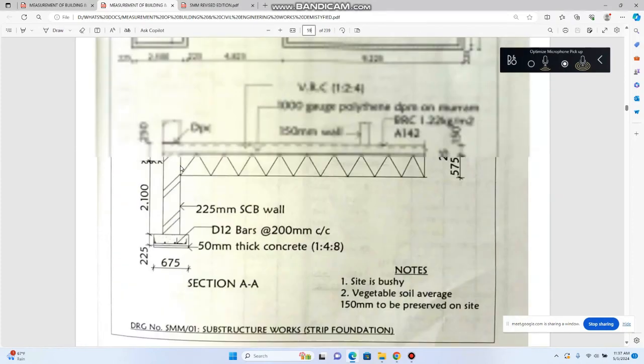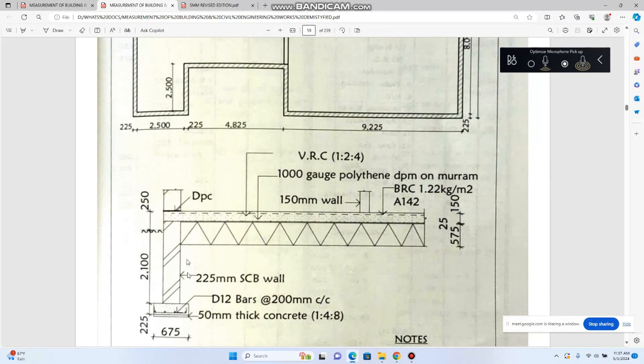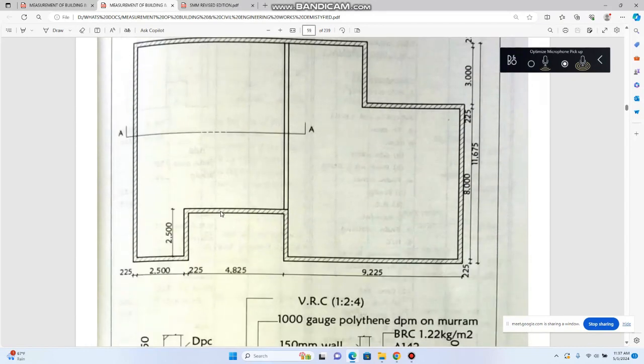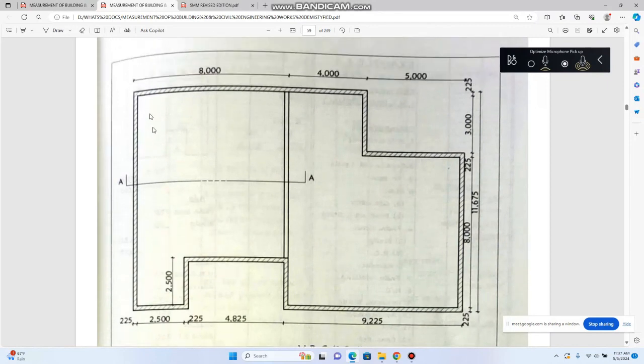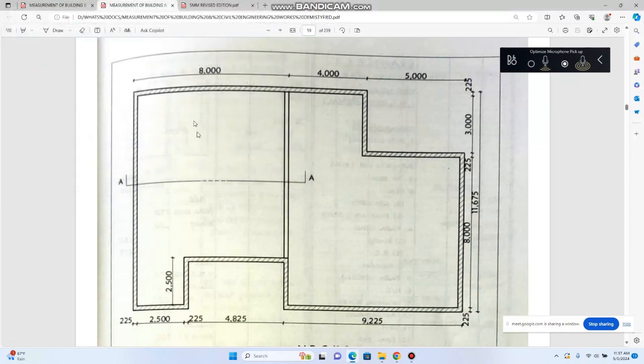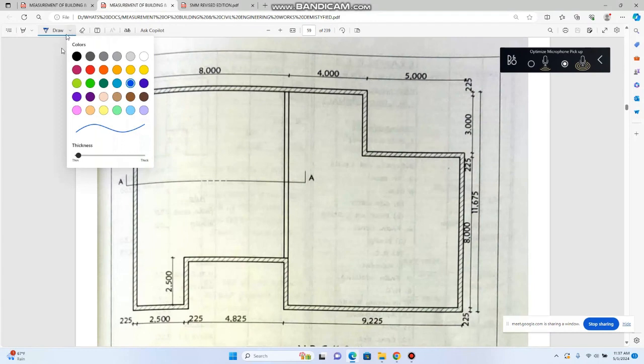You see, this is a foundation. If you draw imaginary lines here, this one is the external wall of the foundation because here it's soil. Then this is the internal wall of the foundation. So you should sketch that using a pencil all around the building. I'm finding a pen so that I can show you what I'm saying.